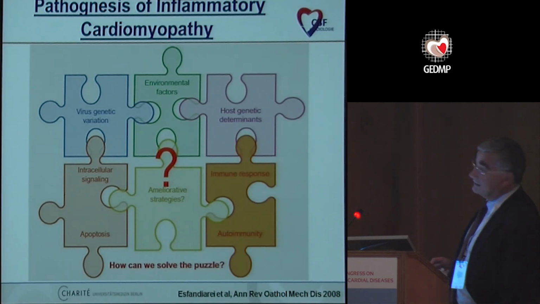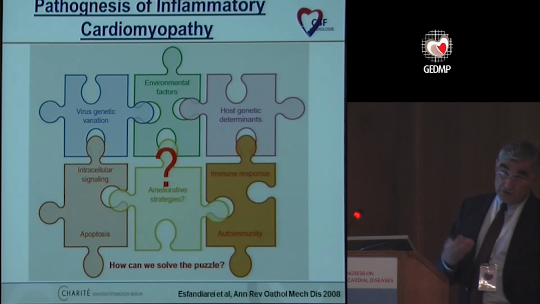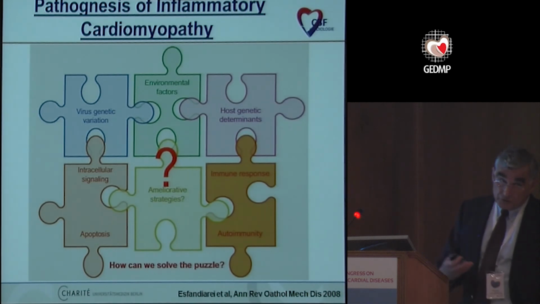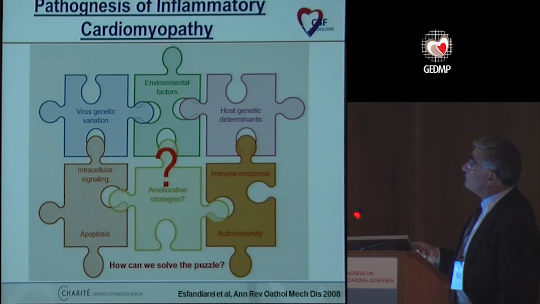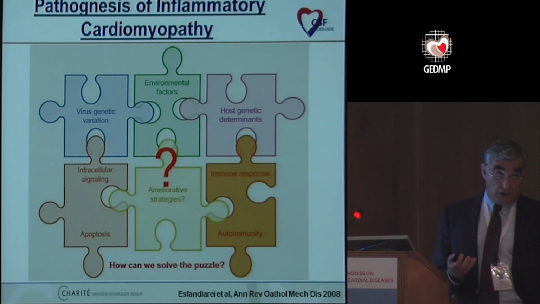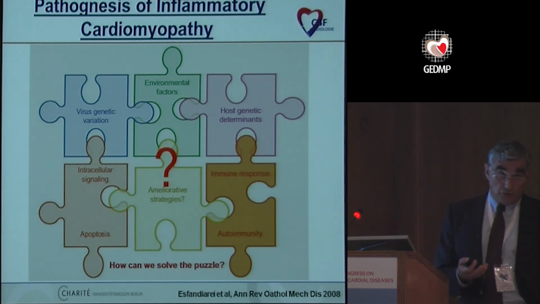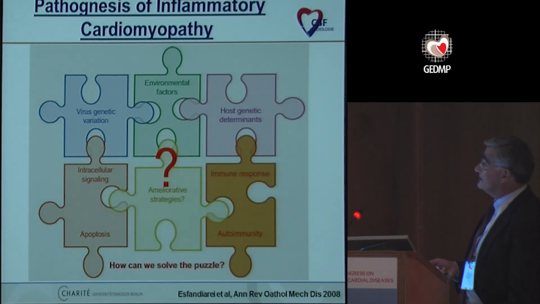The virus genetic variation is very interesting. For example, parvovirus has at least 2 different subtypes, and we are just looking at the different subtypes, and it looks like even the subtype is important for the progression of the disease. Only to give you one idea, the environmental factors, the host genetic determinants. I showed you the mutation in toll-like receptor 3. I showed you the long non-coding RNAs and the microRNAs, which influence the progress of the disease.